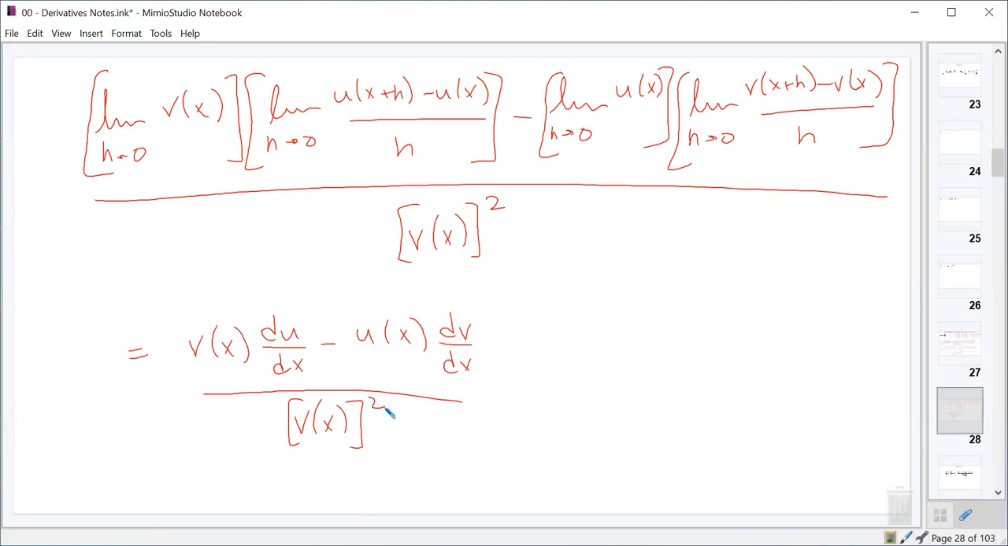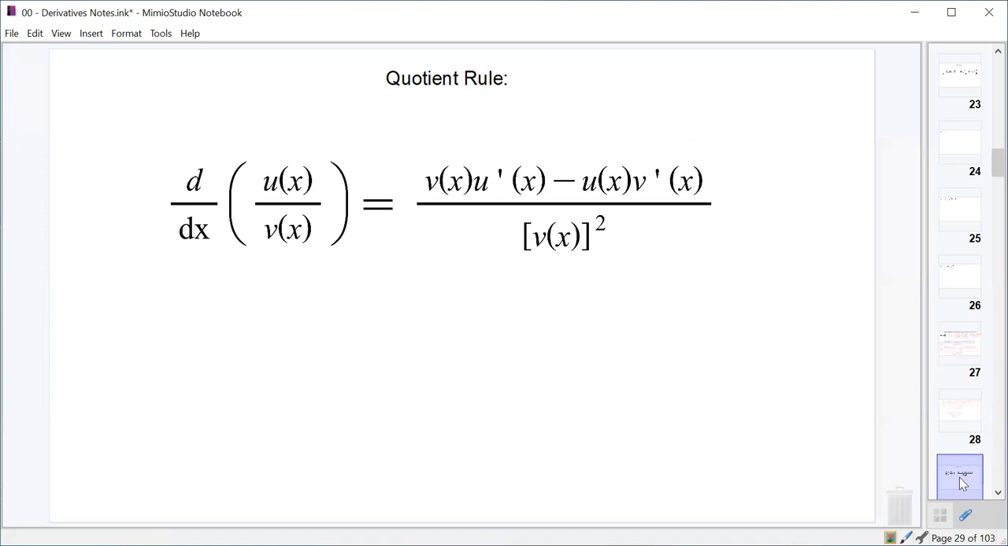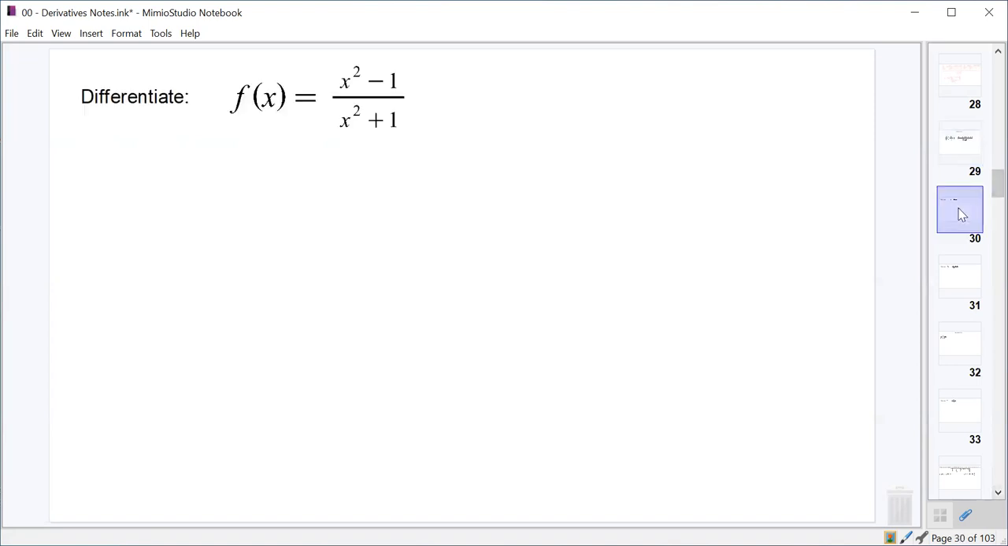So anytime we're looking for the derivative of a quotient of two functions, u over v, we'll take the denominator, multiply it by the derivative of the numerator, subtract the numerator times the derivative of the denominator, and then divide that all by the denominator squared. Let's practice a couple of these.